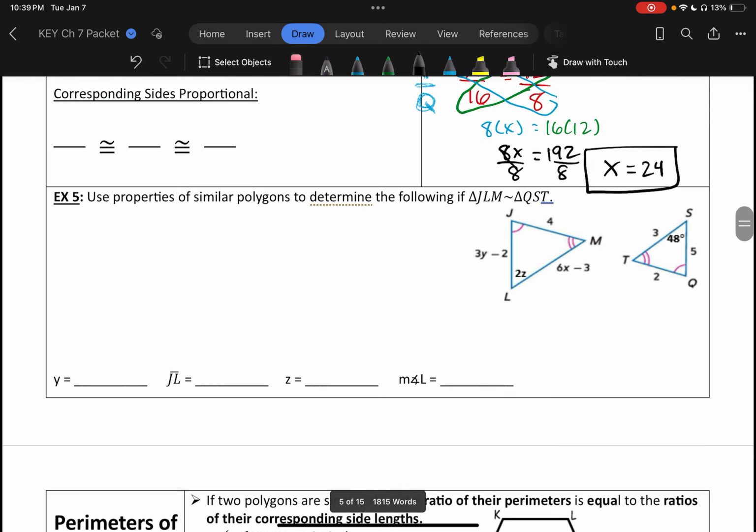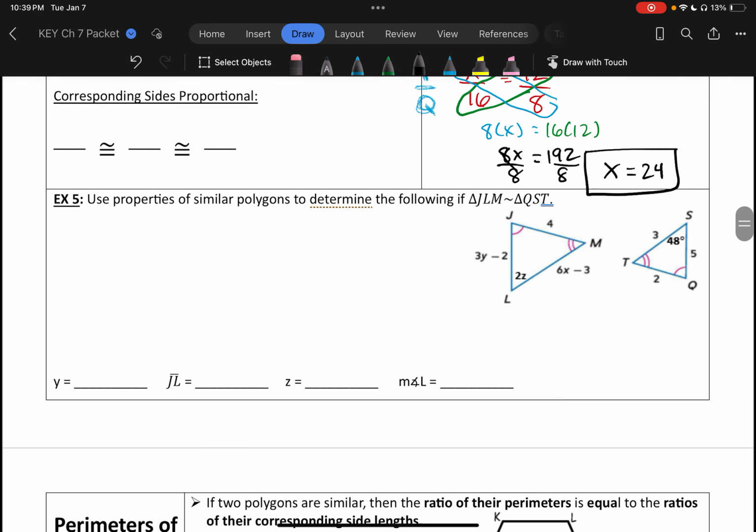All right, so next we've got example 5. It says use the properties of similar polygons to determine if the following, if triangle JLM is similar to triangle QST. Okay, so pretty much the same idea here. So if I want to find all the information listed below, then we can go ahead and start with the first thing I see, which is Y.